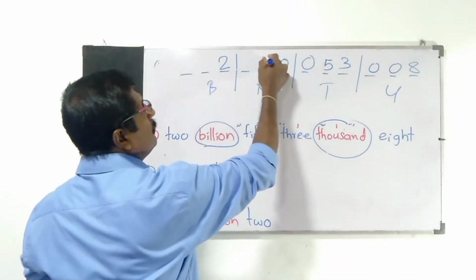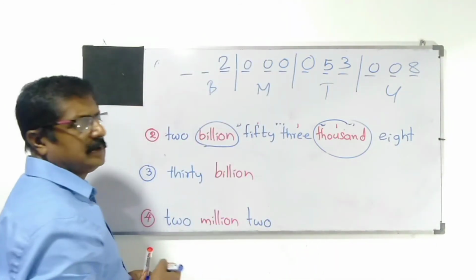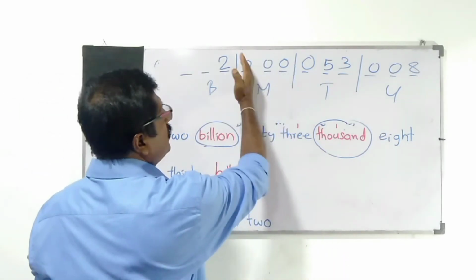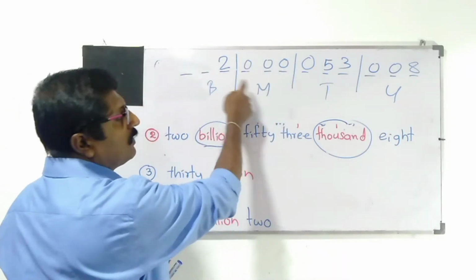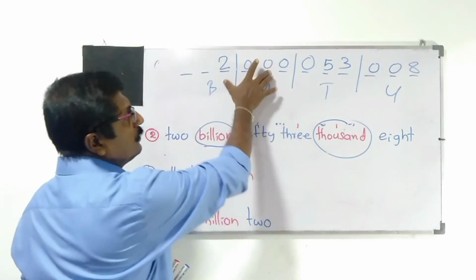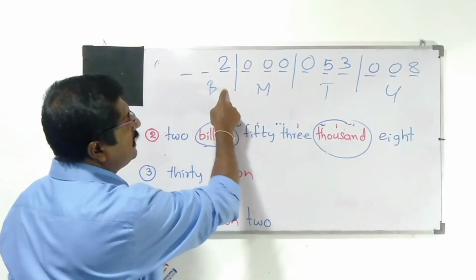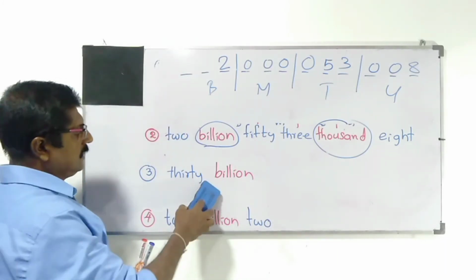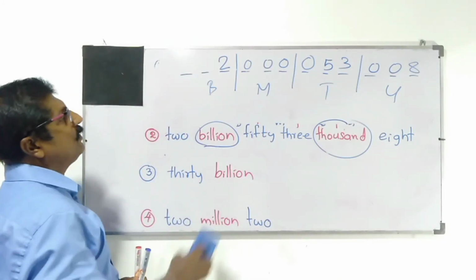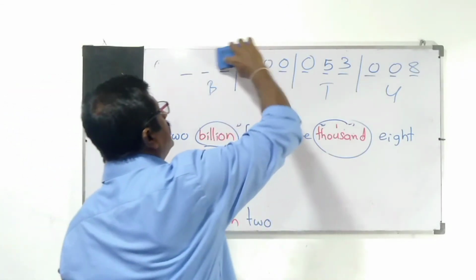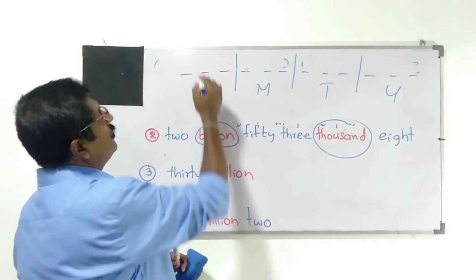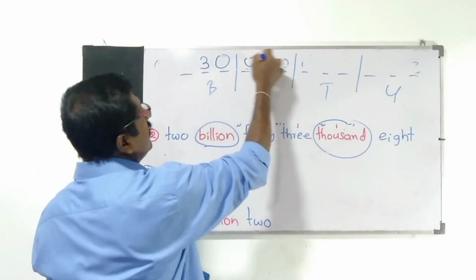This one, blank. Put zeros. Why do you put zeros? Otherwise, when you divide into zones, this will not come to the billion zone if you don't put the zeros. Right? 2 billion, 53,008. Then 30 billion. Only billion. 30 billion. In the billion zone, you write 30. All the others are zeros.